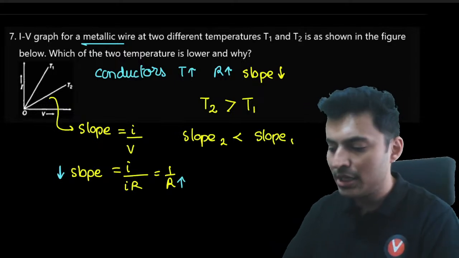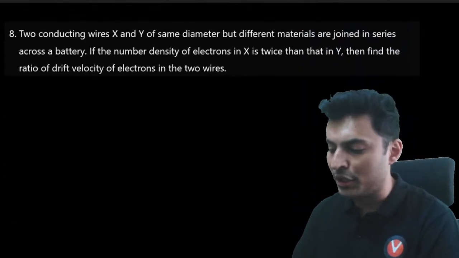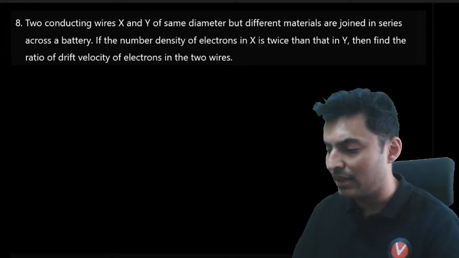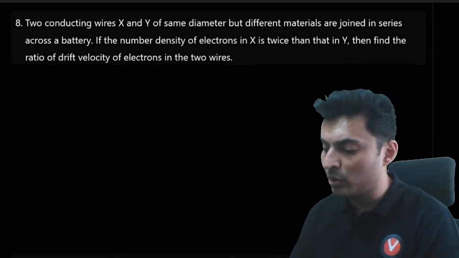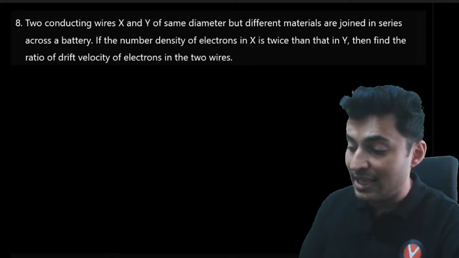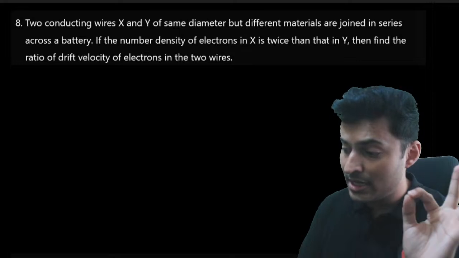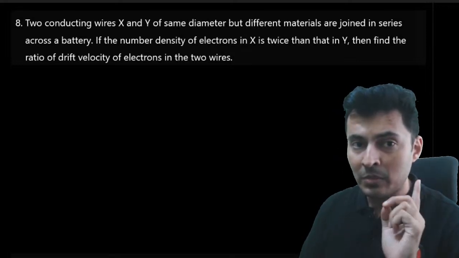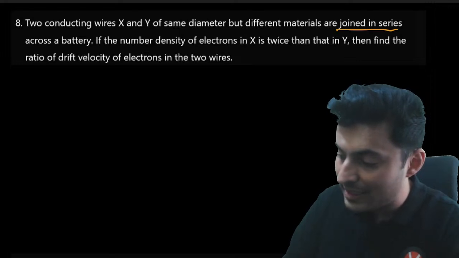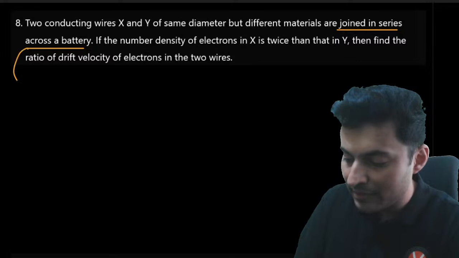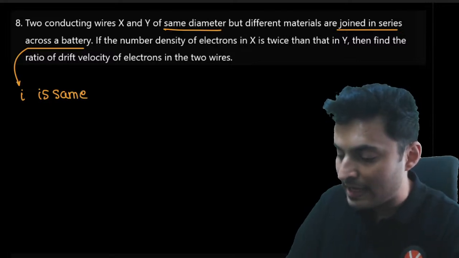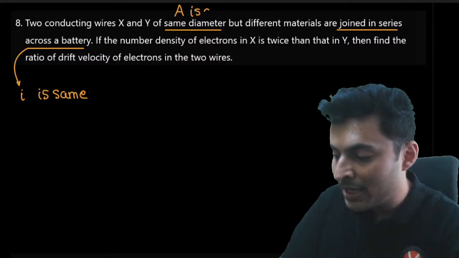Cool. Let's go ahead to the next question coming up on your screen. Two wires of same diameter but different materials are joined in series across the battery. If the number density of electrons in X is twice that of Y, then find the ratio of the drift velocity in both of them. The wires have the same diameter but different materials and are joined in series across the battery, so the current will be the same. That is the main idea. Since they have the same diameter, the area is also the same.